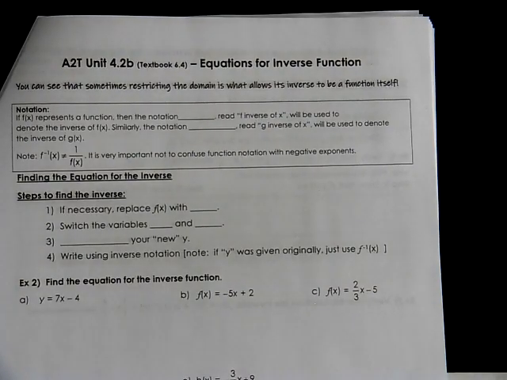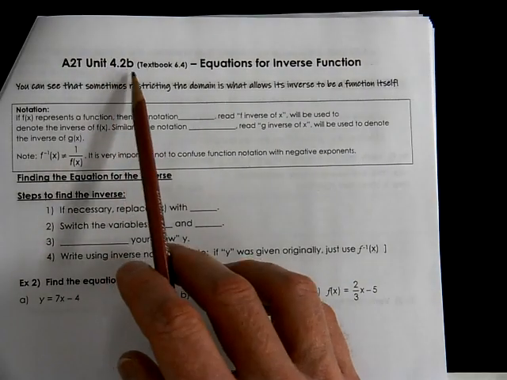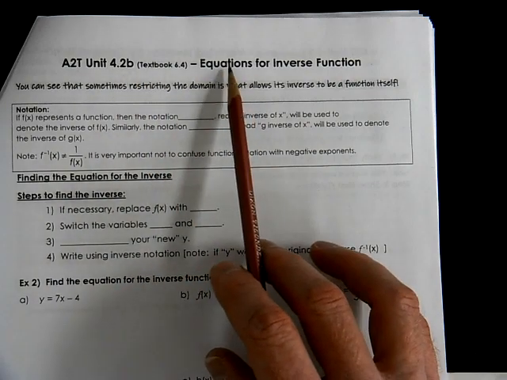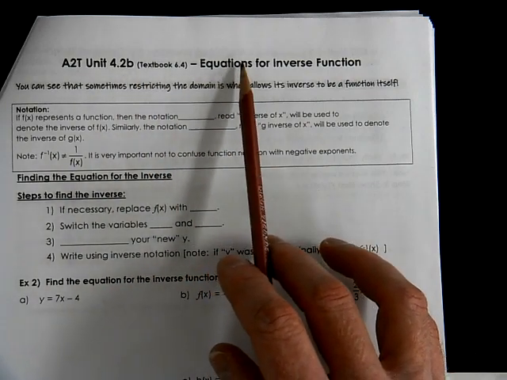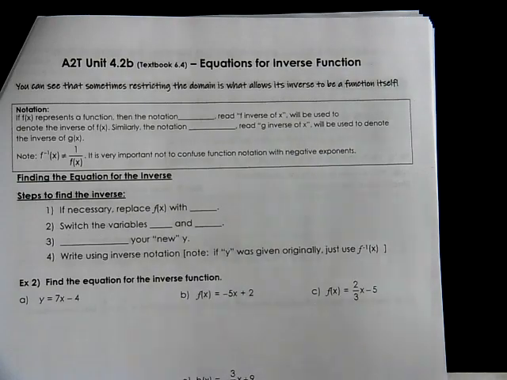This is Algebra 2 with Trig, Unit 4.2b. We'll be talking about how to determine the equations for inverse functions.